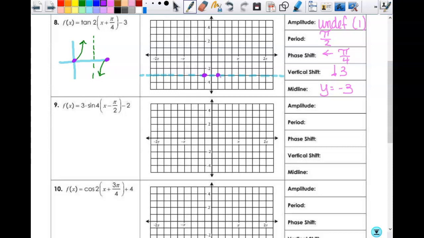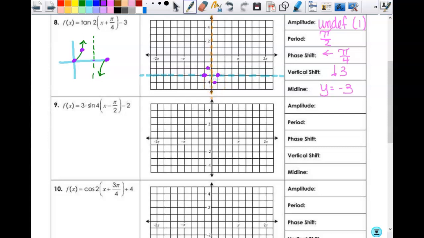Then halfway between is an asymptote. So halfway in between, I will draw in an asymptote. Then halfway between this 0 and the asymptote on my parent function, I would be at 1. There is no stretch and there is no reflection, so I still go halfway between these two and go up 1. And then I go halfway between these two and go down 1.